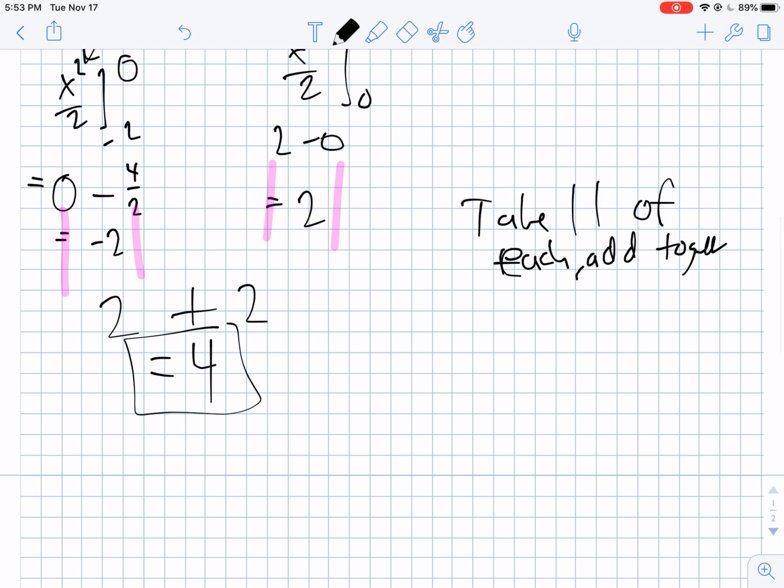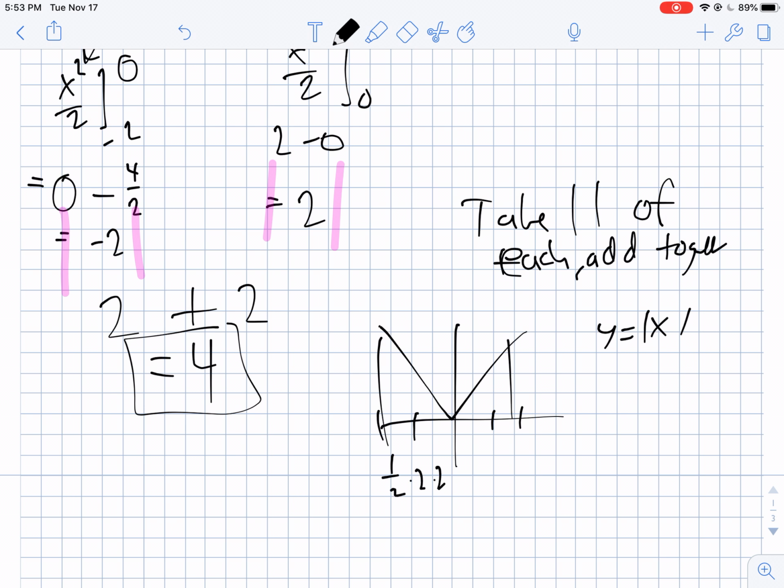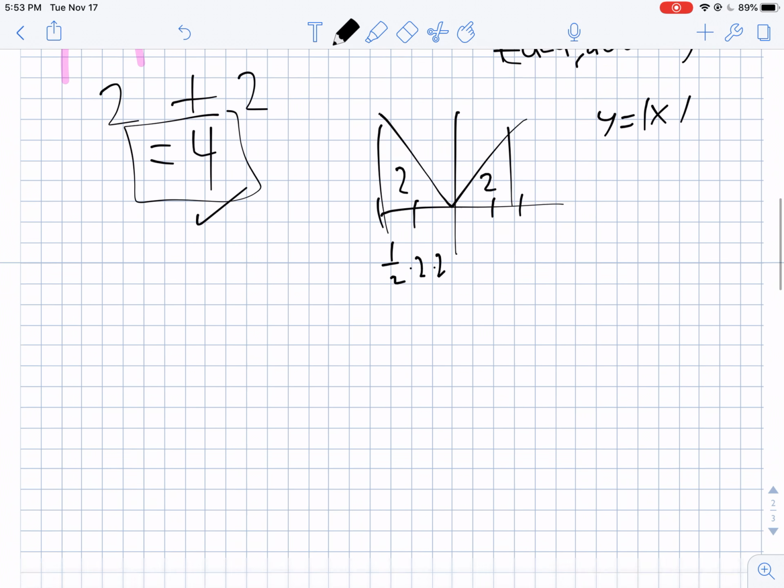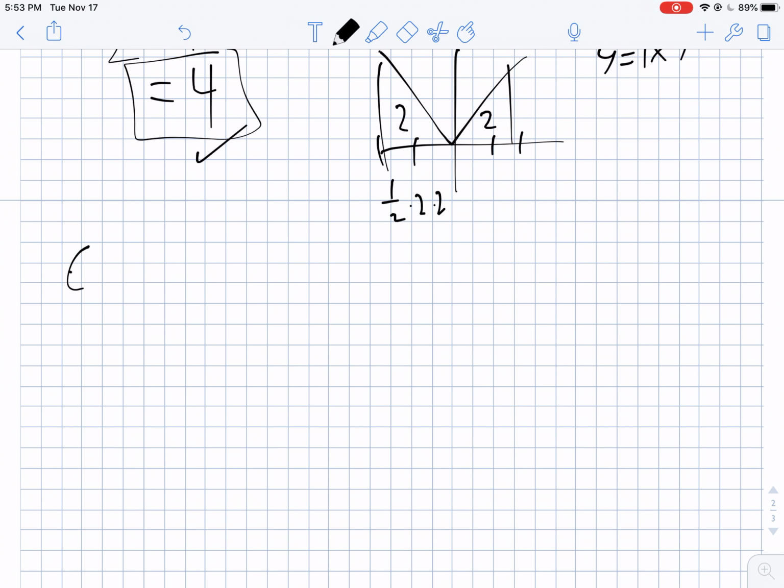Graphically, if you graph y equals absolute value x, of course it makes the V shape. And sure enough, if you go from -2 to 2, you have two triangles that both have a height of 2 and a base of 2, so that's 2 and 2, which is why it adds up to 4. So we got an answer that makes sense to us. That's terrific. So that's the key: we split it up when the inside is 0, do each integral, take the absolute value of each part, and then add those together.